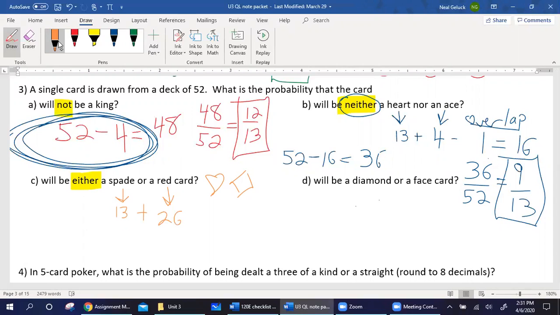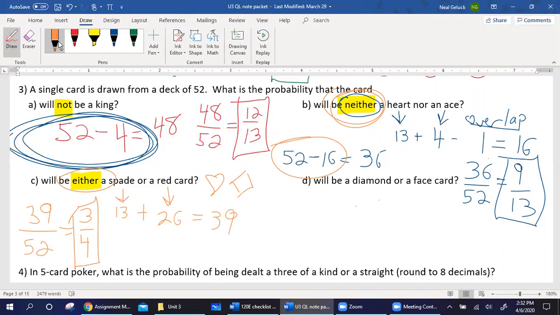These 2 events are mutually exclusive. Spades and red cards, well, spades are black cards, red cards are not black cards. So I don't have any overlap. So I just add these 2 up, which would be 39. Now, I'm not going to subtract this from 52 like I did on the previous problem because the previous one said neither. This time I want either. So 39 cards that are either a spade or red card over the 52. You can reduce that. 13 goes into both of these, and it becomes 3/4.